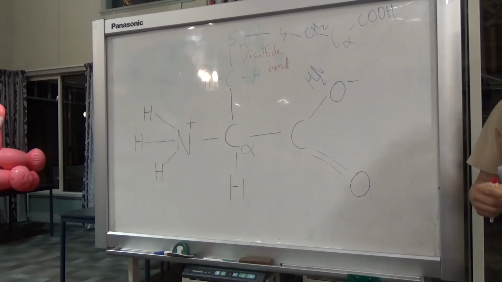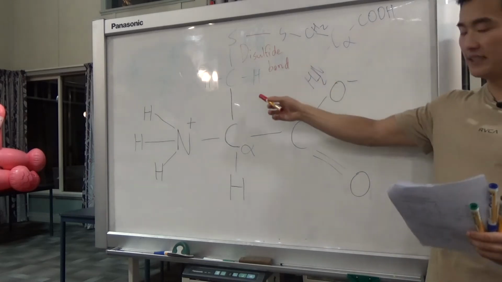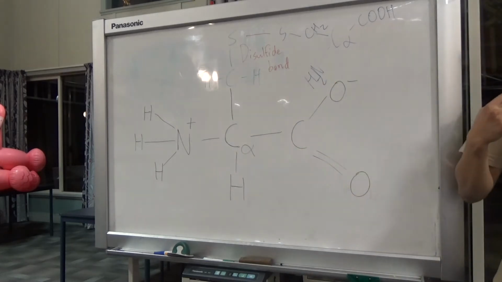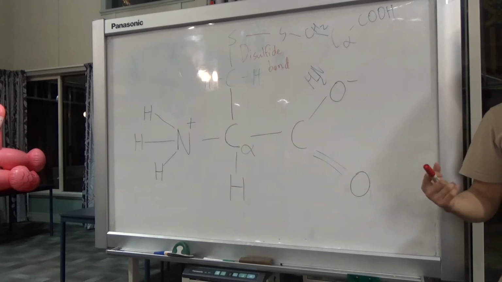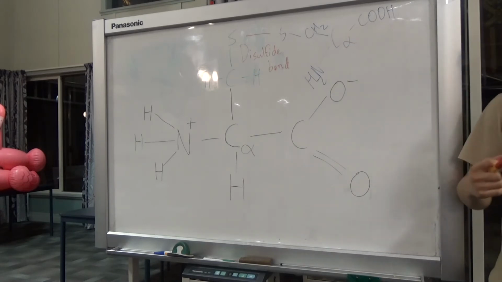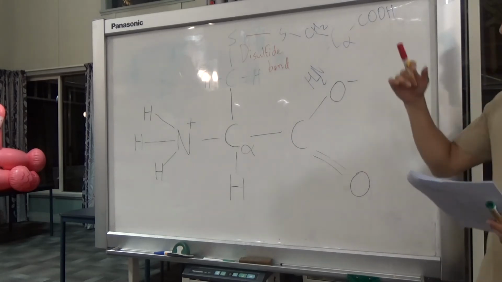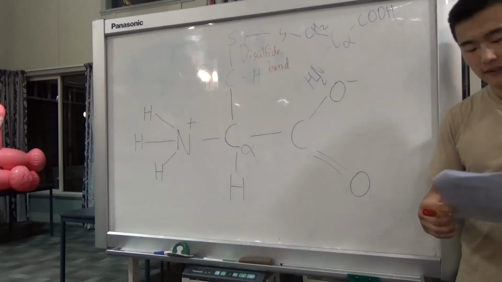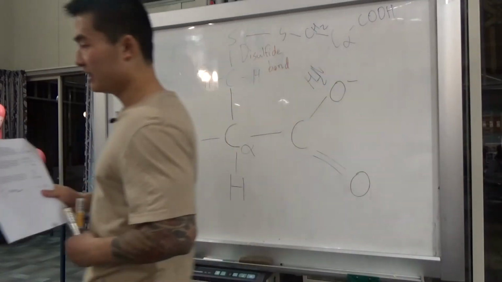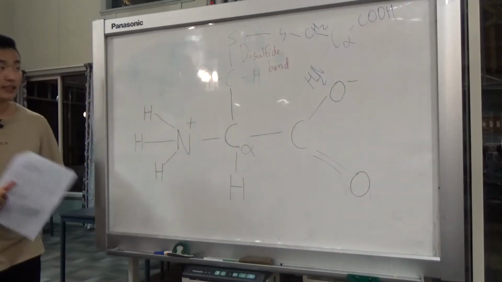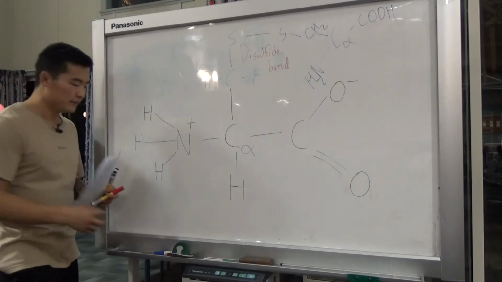In BIOC192 they classify this cysteine molecule as a nonpolar amino acid, but in some textbooks they might classify it as a polar amino acid because it is slightly polar. But for BIOC192 you can just regard it as a nonpolar amino acid.